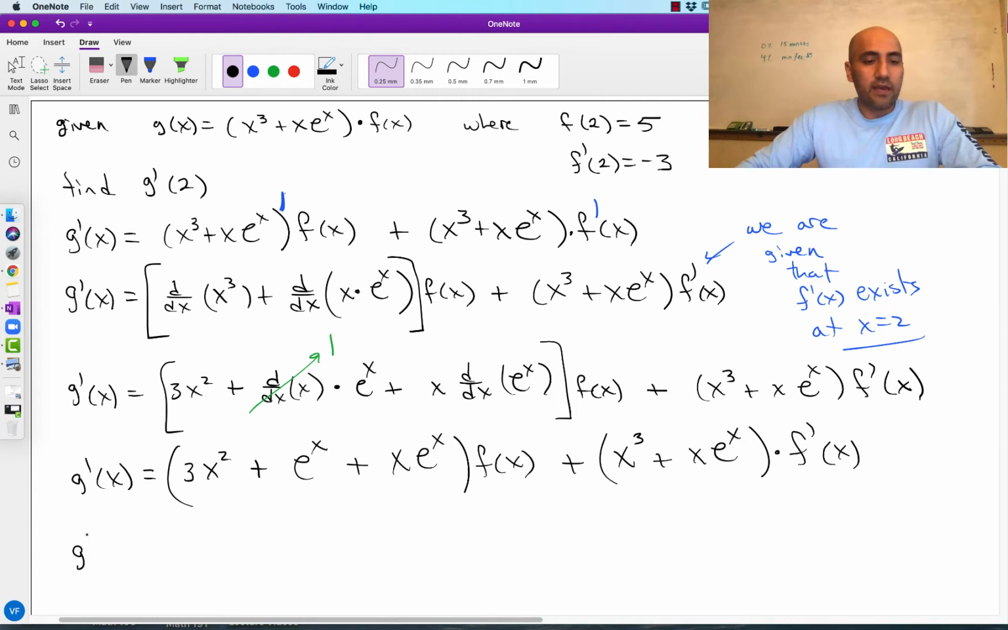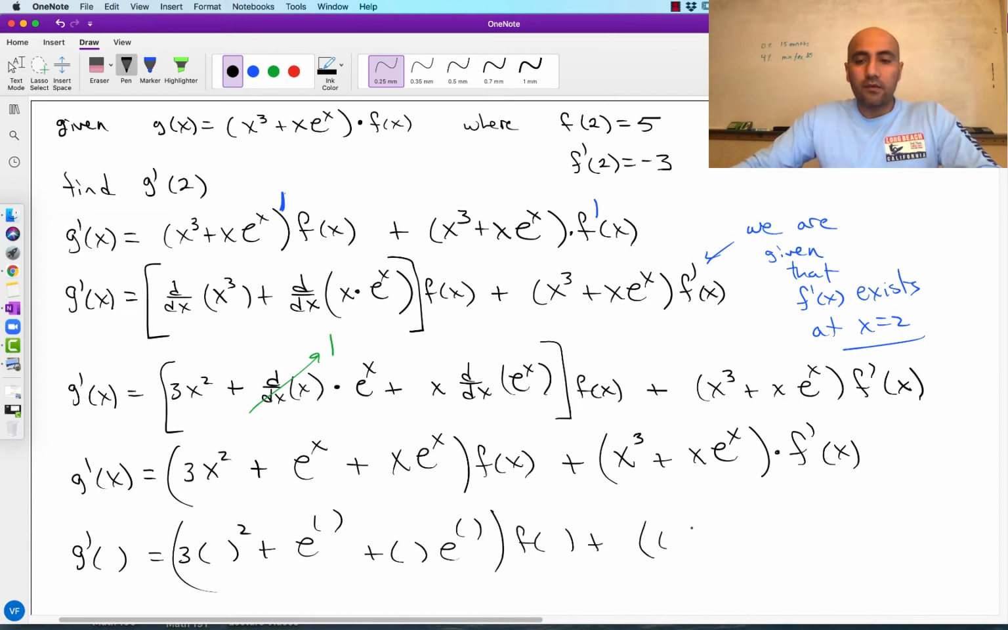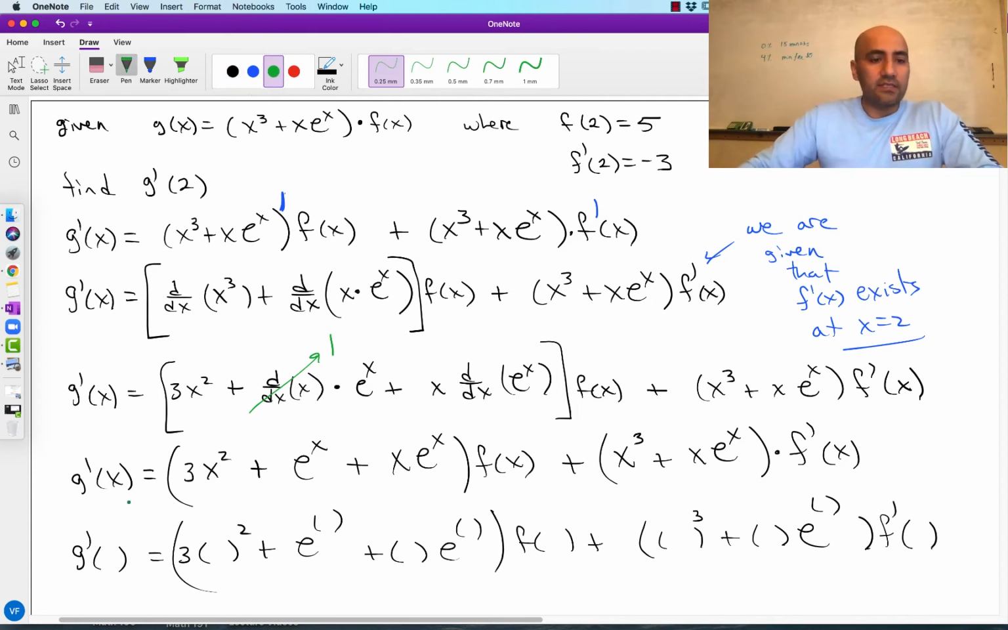So this is going to be f prime of blank equals 3 blank squared plus e to the blank plus blank times e to the blank. That whole thing gets multiplied by f of blank plus blank to the third plus blank e to the blank, times f prime of blank. Okay, and so in this case, x is equal to 2.